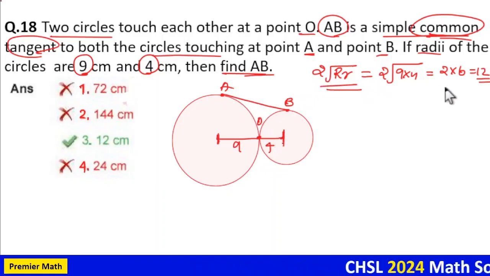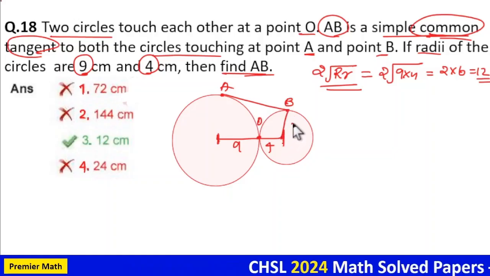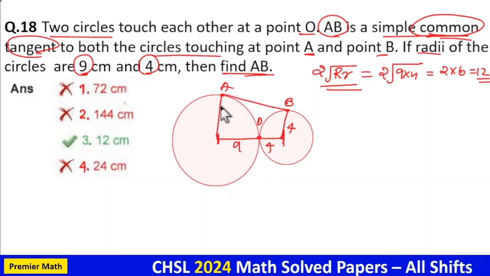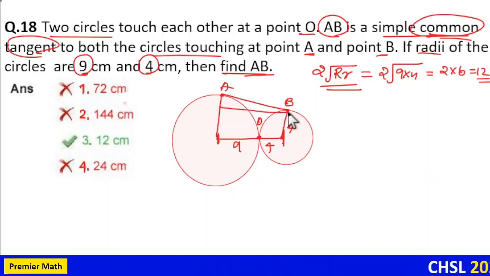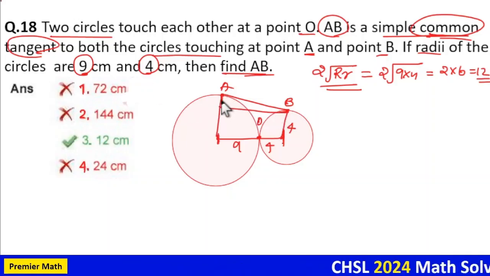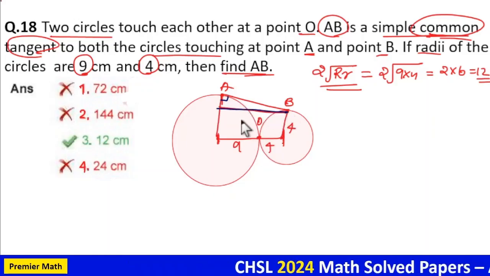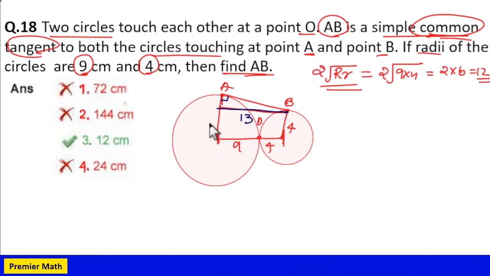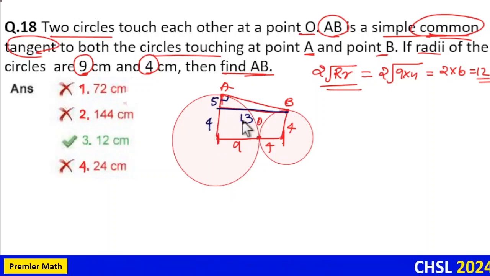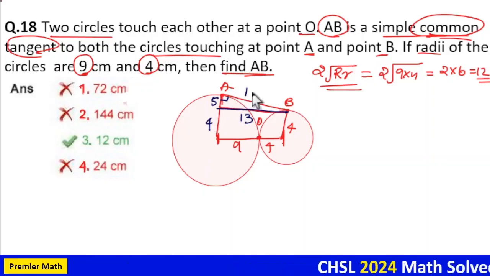Now, if you don't know this formula, just use the diagram to find the answer. That is, this length is radius, which is 4. Here this is also radius, which is 9. But if I draw a line here, you can see this is a right angle triangle because radius makes 90 degree with the tangent. Now this length is equal to 9 plus 4, 13, and here this is 4, then this is 5. Now if this is 5 and this is 13, this is a triplet. Now third length is 12.